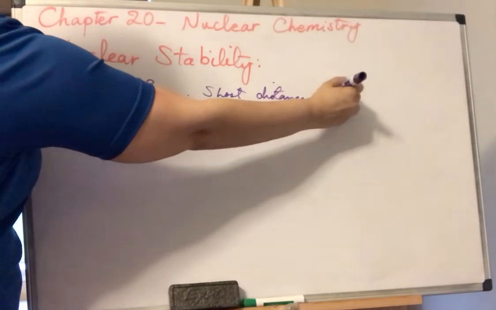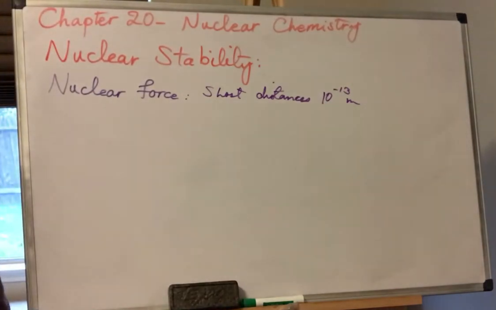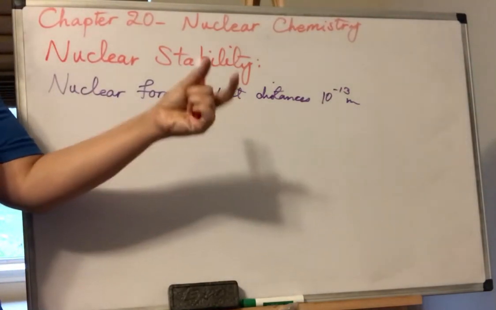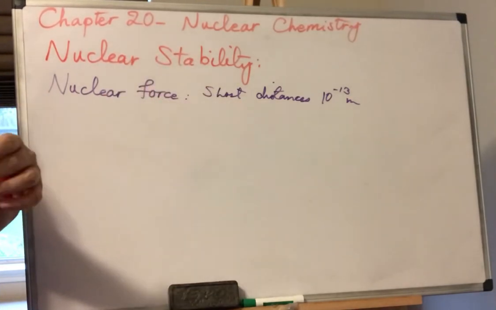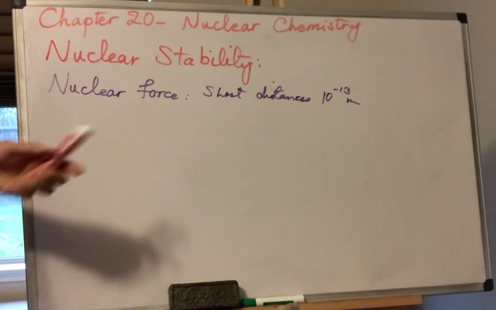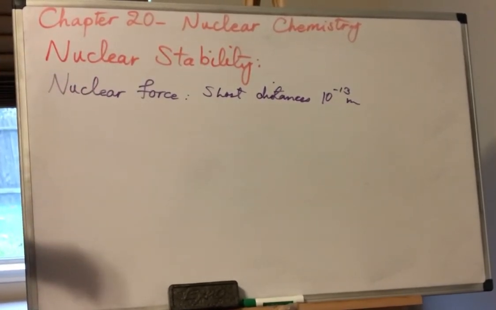For about like 10 to negative 13 meters only. And at this distance inside the nucleus, this force is stronger than the electron repulsion. So this force is going to be overcoming the repulsions.